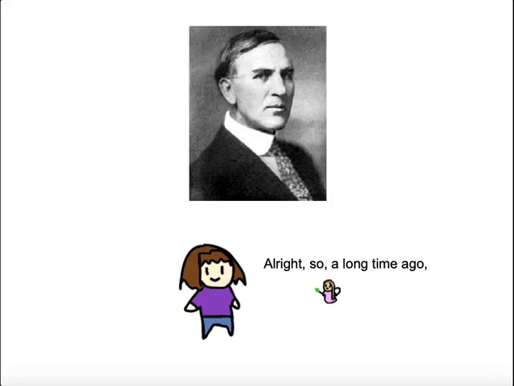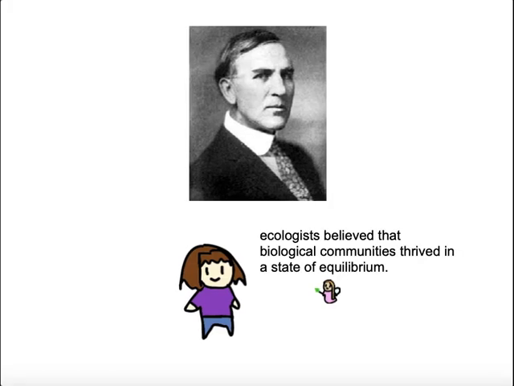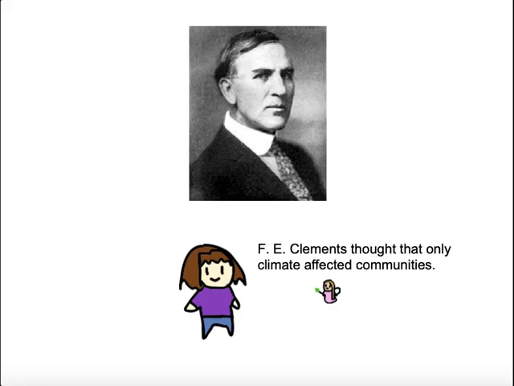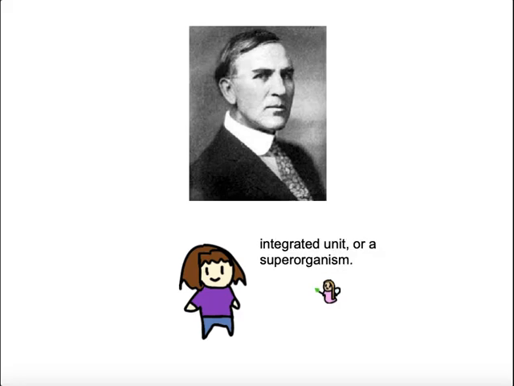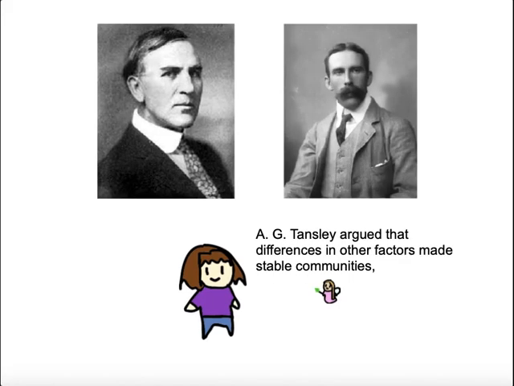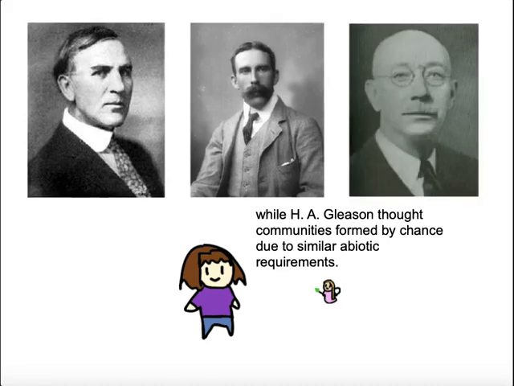Alright, so, a long time ago, ecologists believed that biological communities thrived in a state of equilibrium. F.E. Clements thought that only climate affected communities, and that biotic interactions apparently caused the species in this climax community to work as an integrated unit, or a superorganism. A.G. Tansley argued that differences in other factors made stable communities, while H.A. Gleason thought communities formed by chance due to similar abiotic requirements.